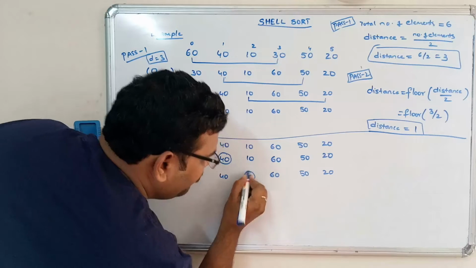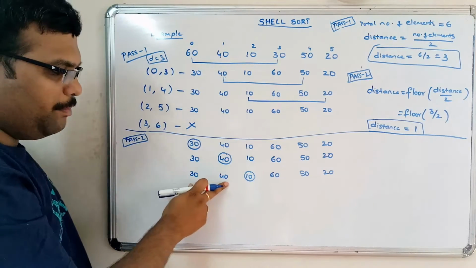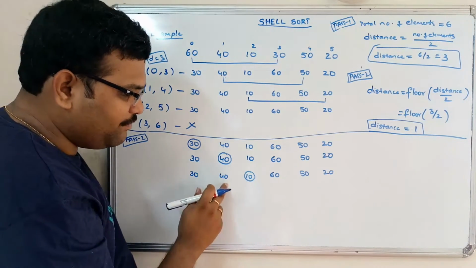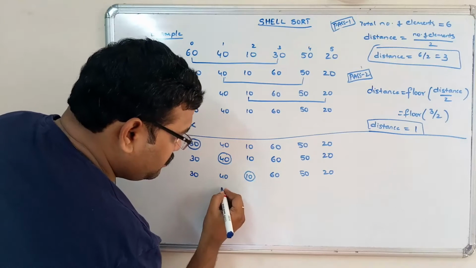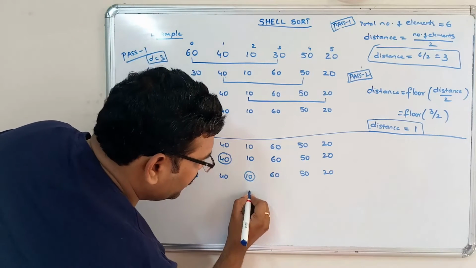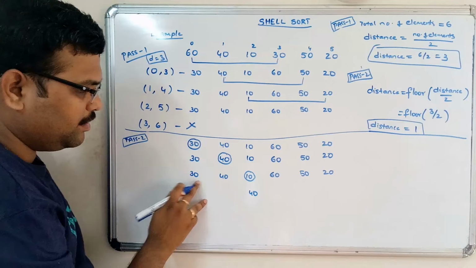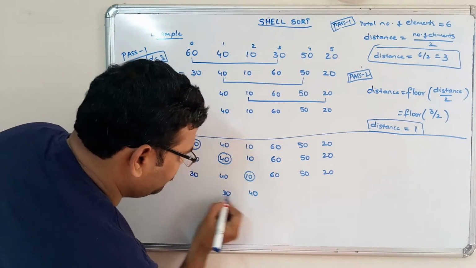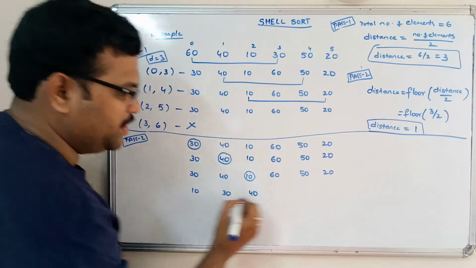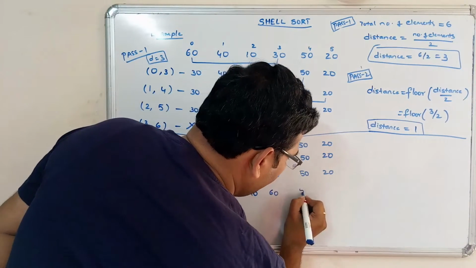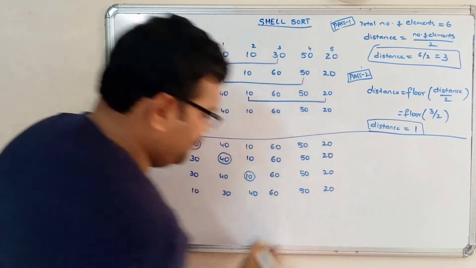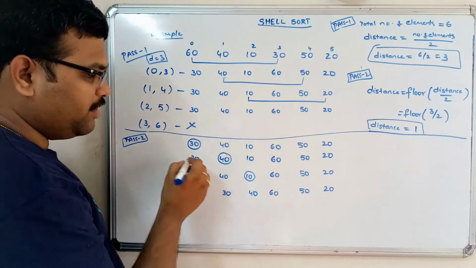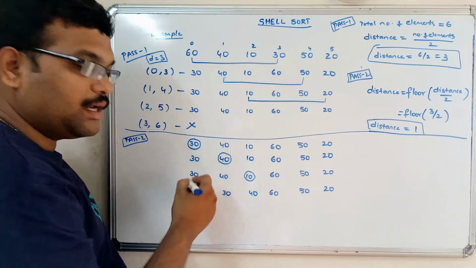Now compare 10 with 40. So if you compare 10 with 40, 10 is less than 40. So 40 is moved here. Next, 10 is less than 30. So 30 is moved here and 10 is placed here. So 60, 50 and 20. Right? So you can observe after every iteration the elements are being sorted.